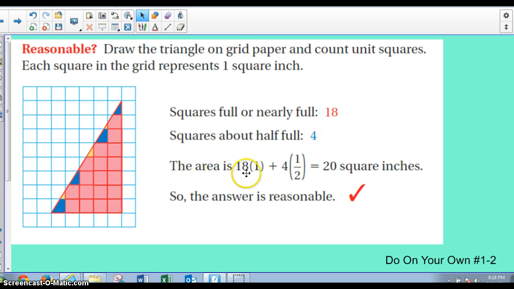So the area is 18 times 1, and they mean 1 meaning full, plus 4 half squares equals 20 square inches. So the answer is very reasonable. So go ahead and do numbers 1 and 2 and come back when you're done.